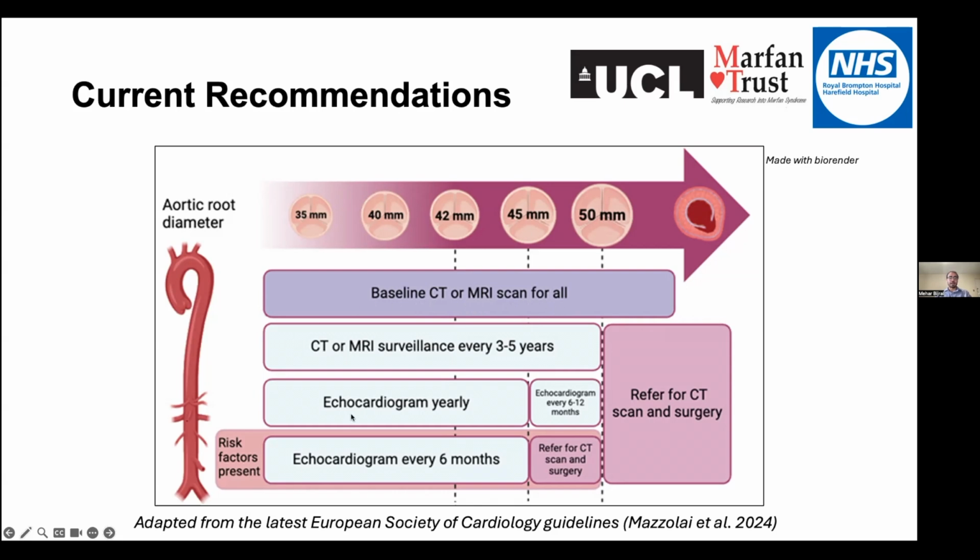It also states that the patients should receive an echocardiogram every year up to a diameter of 45 millimeters. Once this diameter exceeds 45 millimeters, but is still under 50 millimeters, they should receive an echocardiogram every 6 to 12 months. However, if there are risk factors present, the guidelines state that patients should receive an echocardiogram every 6 months rather than every year. Risk factors may include pregnancy or uncontrolled hypertension.